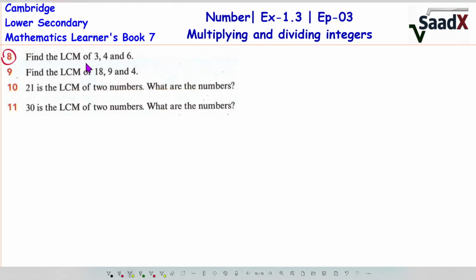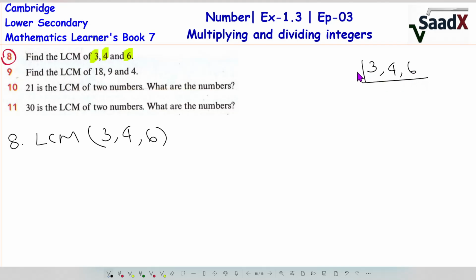Number 8, find the LCM of 3, 4, 6. So the LCM of 3, 4, 6, in rough we can write. First we can divide by 2. So 3, 2, 3, right? 4 divided by 2 is 2, 6 divided by 2 is 3. Then we can divide by 3. So 1, 2, 1. So 2 times 3 is 6, 6 times 2 is 12. So our answer is 12, right?